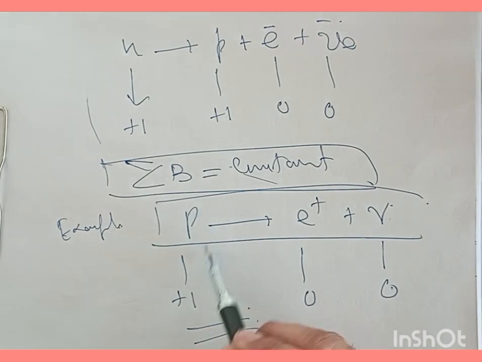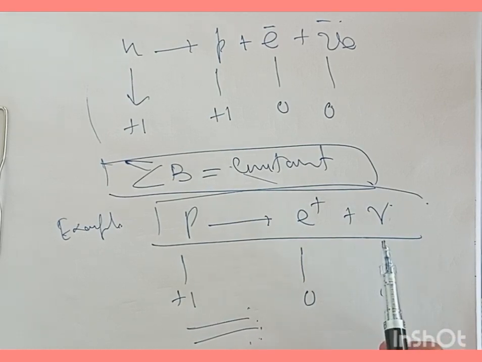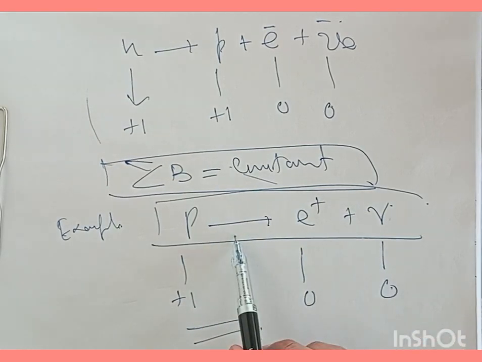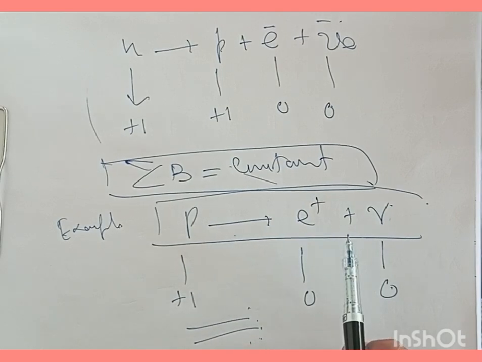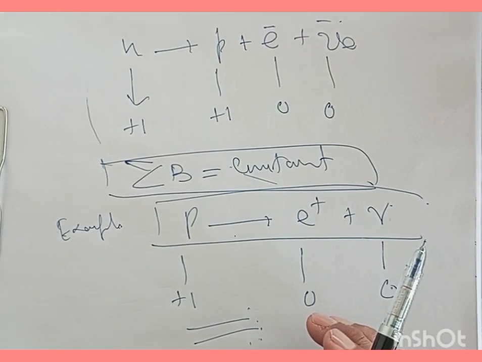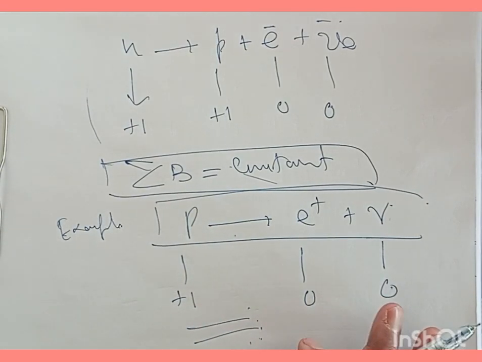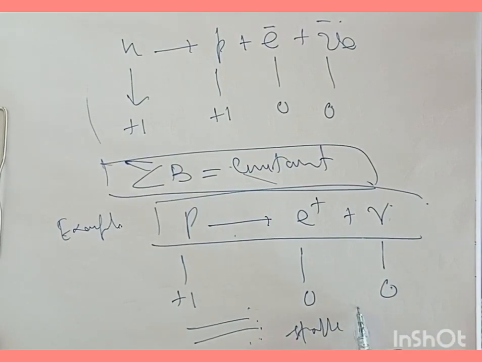You cannot have a proton that decays into a positron and a gamma ray photon, because the baryon number before the decay is not equal to the baryon number after the decay. Hence, the given decay is not possible. From this forbidden decay, what do we conclude? We conclude that this proton cannot decay, and hence the proton is a stable particle.